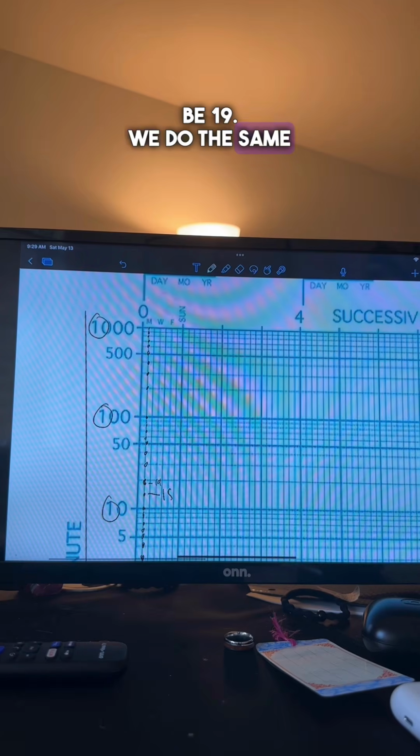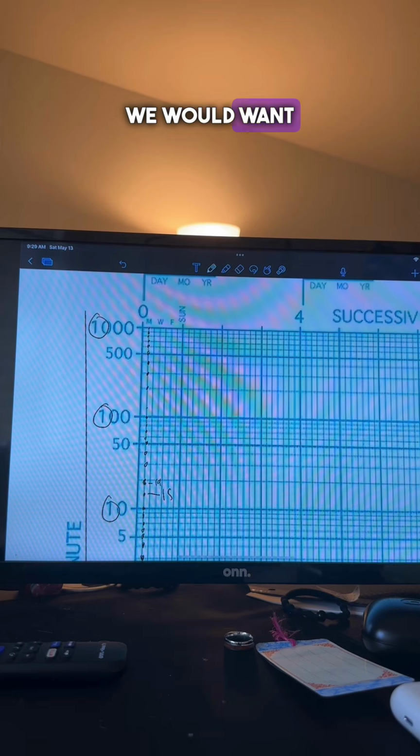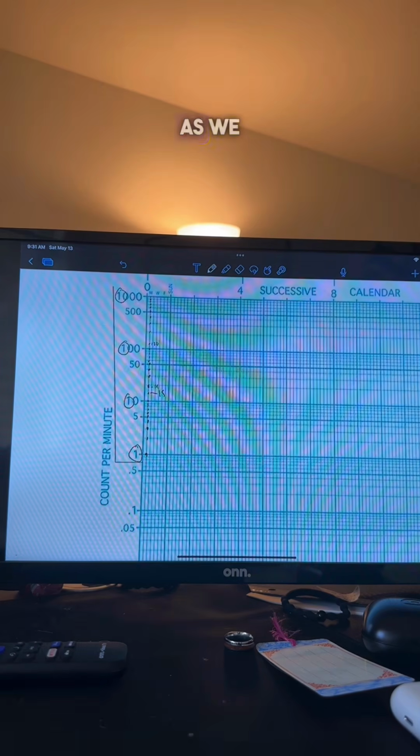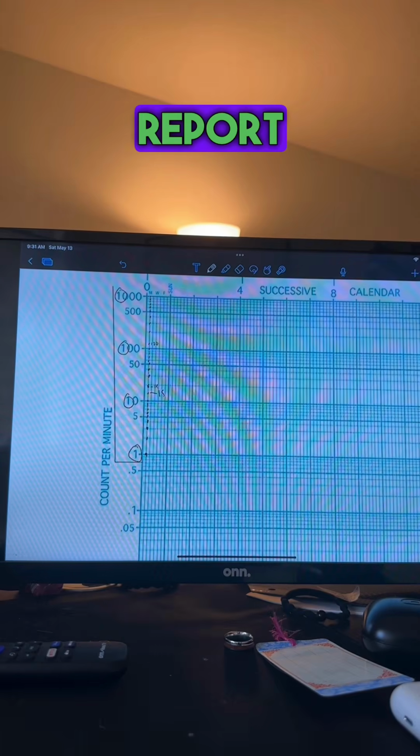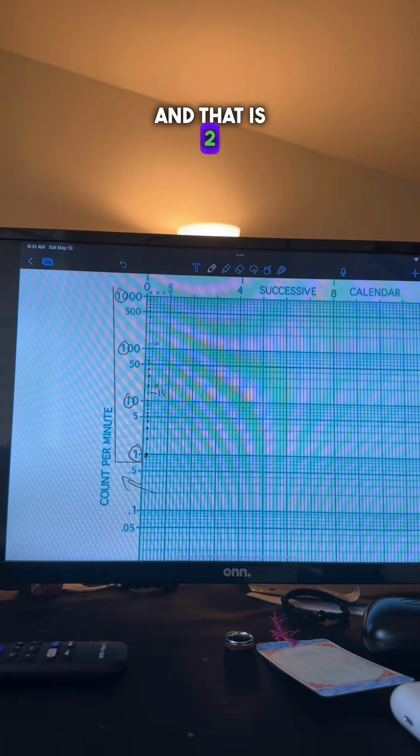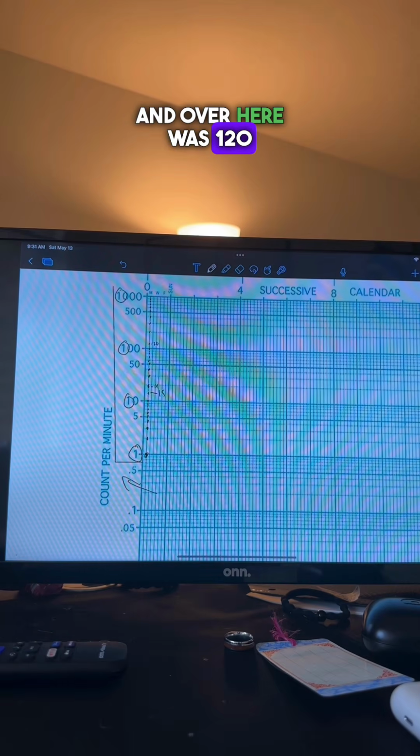We do the same for when we go to the hundreds. If we have something that's 120, we would want to put it right here. That could be 120. As we report the data, we report it by per minute. So that's 1 per minute, and that is 2 per minute. Over here was 15 per minute, and over here was 120 per minute.